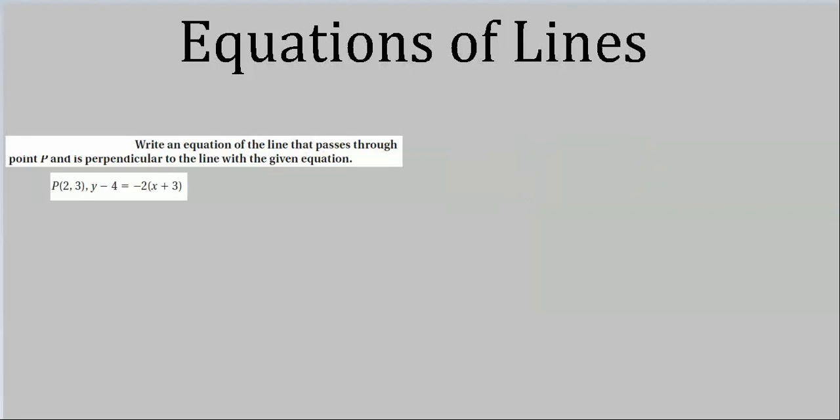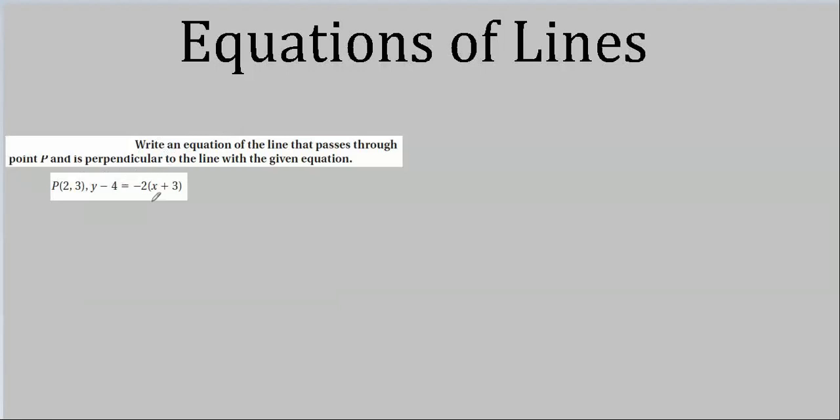Here's one very similar to what we did when we were finding an equation for a line parallel to a given line. Now we want one that's perpendicular to the given line, but passes through a particular point. What do we need to do? You could solve for y, put it in slope-intercept form, and that'll give you the slope of the line, and then you take the slope of the perpendicular line.